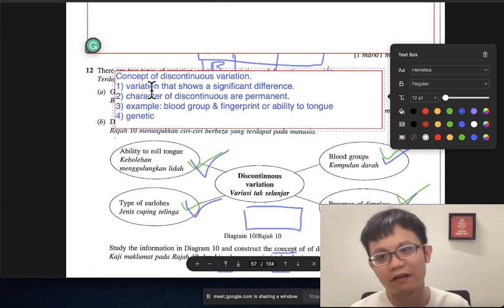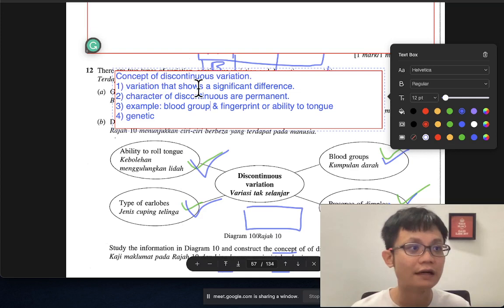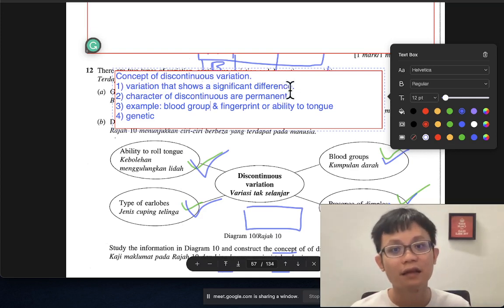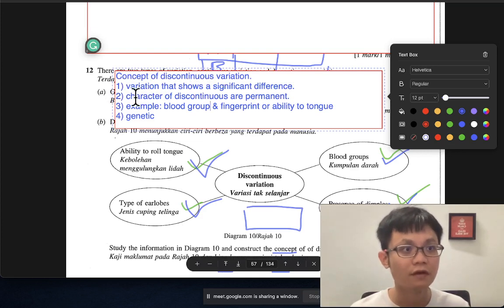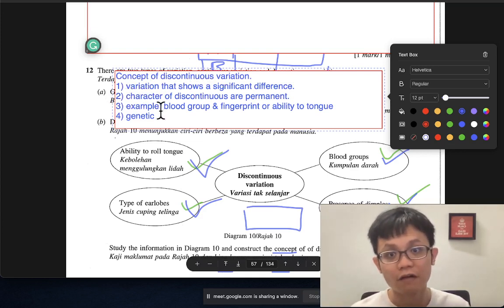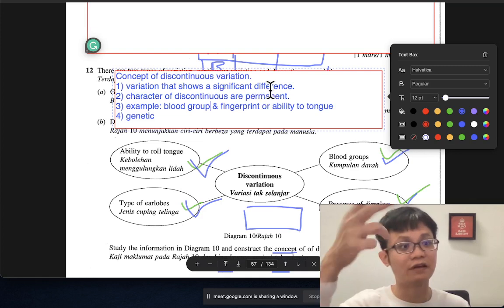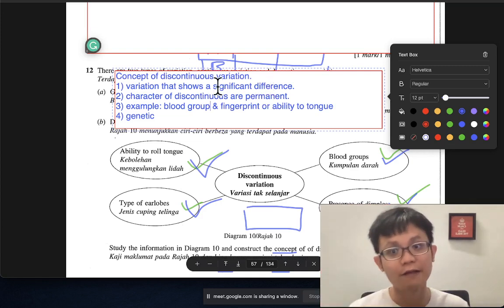I don't want to type it out, later it will take 1 hour. Continuous variation shows significant differences. Another concept you can write, number 2: the concept of the characteristic of discontinuous variation is permanent. It cannot be changed. And then maybe you can write the following one. This characteristic can be changed, or the other concept is it cannot be changed due to genetics.